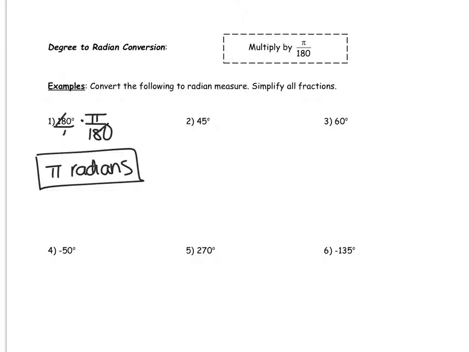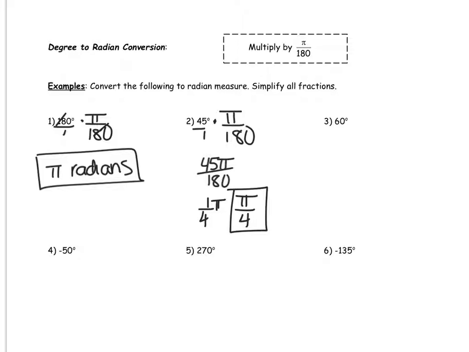Number 2, again, multiply by pi over 180. Put this over 1. Multiply tops with tops. 45 times pi is 45 pi over 180. Now we can simplify. 45 divided by 180 in the calculator. So pause the video and put 45 over 180 and then hit math, enter, enter. You should get 1/4. So 1/4 pi is the same thing as saying pi over 4.